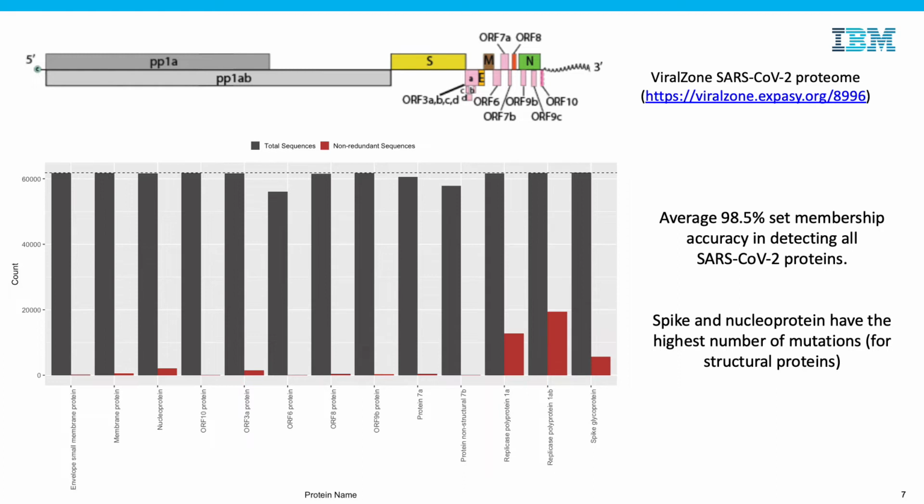And then beyond that too, we can look at which of these different proteins have the most number of unique sequences that are present. And you can see here, spike and nucleoprotein have the highest number of mutations when you're considering the structural proteins. And this is, of course, what we've observed over the last several months as these different variants occur. Many of those mutations are occurring in spike and the nucleoprotein. But also replicase polyprotein 1A and 1AB have a higher amount of distinct sequences or non-redundant sequences, which can be a little bit of a product of the length of those polyproteins themselves.